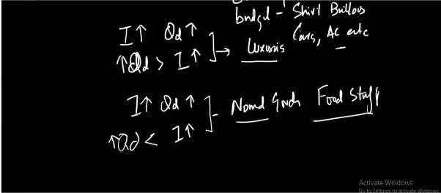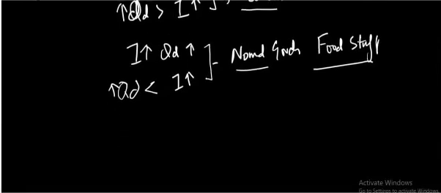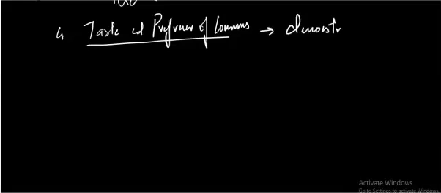Then the last one is taste and preferences of consumers. Now this is known as the demonstration effect, or sometimes also called impulsive buying.